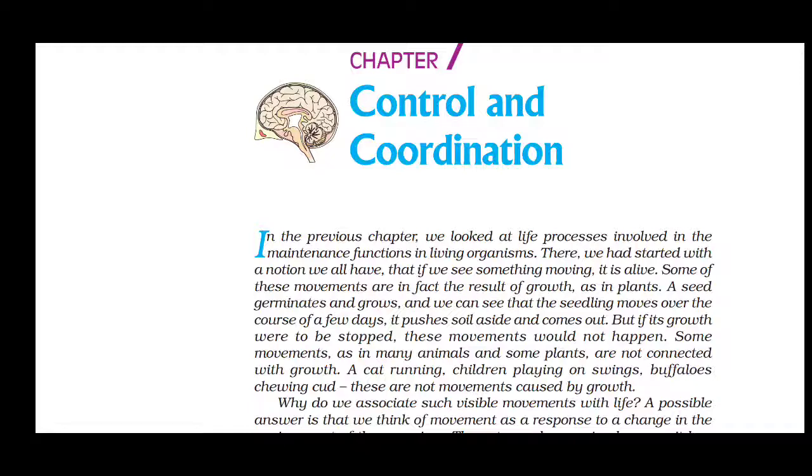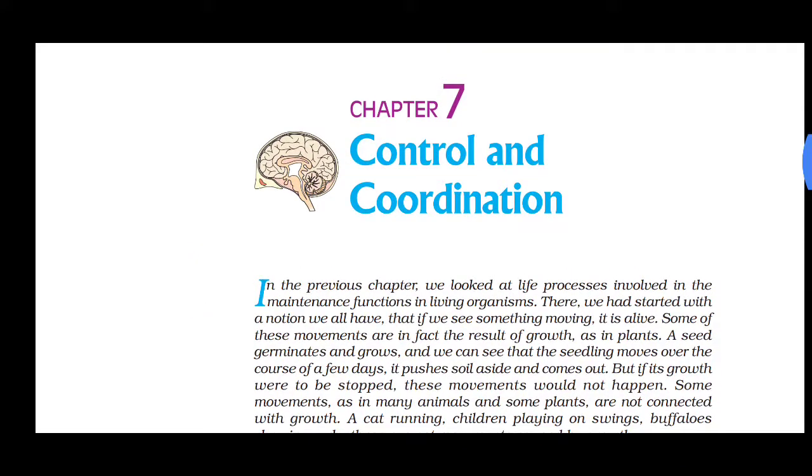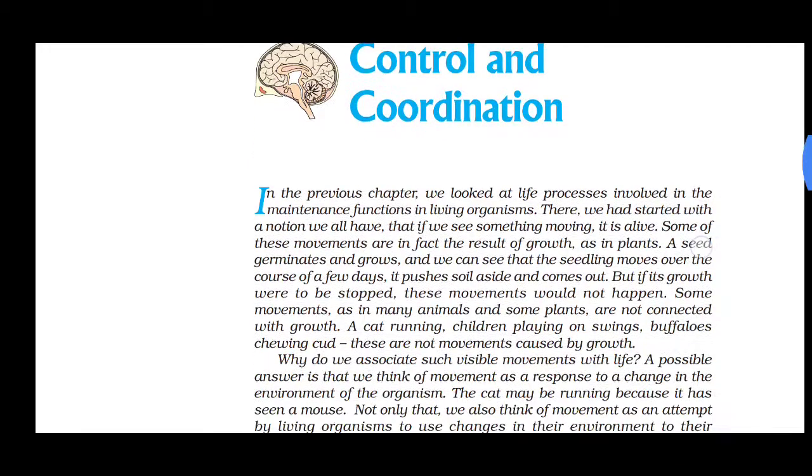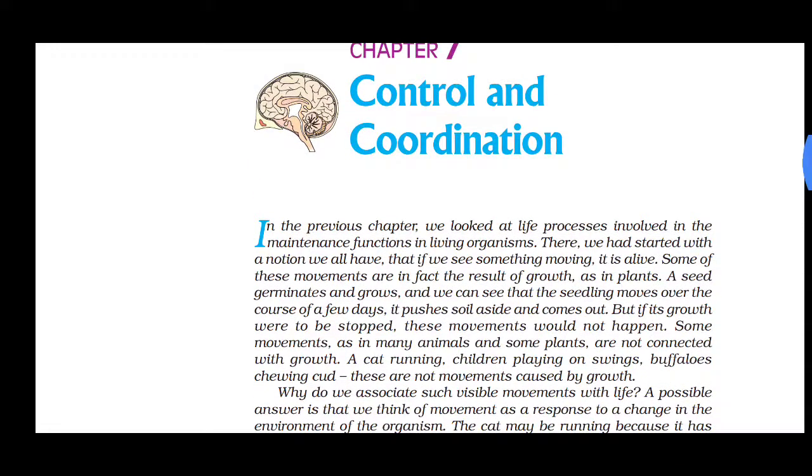Welcome students, this is chapter number 7, Control and Coordination of Grade 10 Science, and this is part 1 of chapter number 7. As the chapter title suggests, control and coordination, why should there be a control and coordination in any of the mechanisms that are going on in our body?